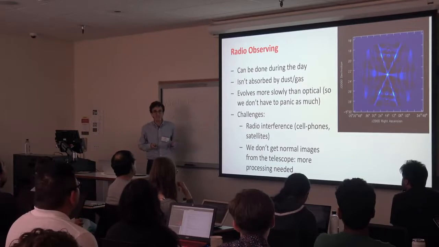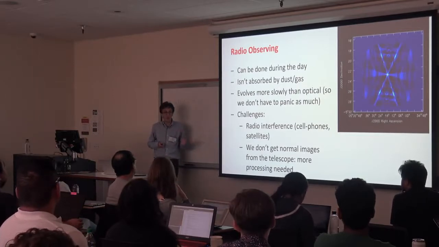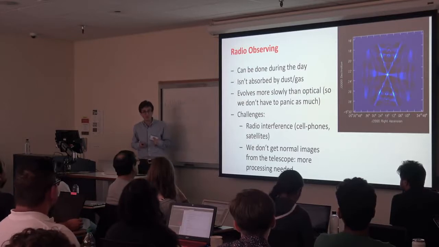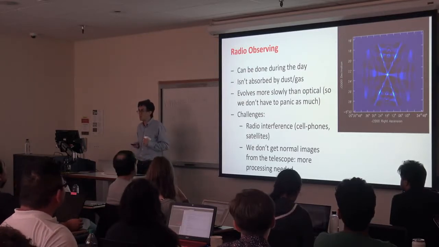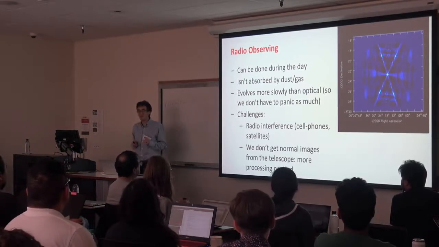Now, this missing information isn't just an issue in radio astronomy. It happens in optical astronomy too. Anybody know what it's called in optical astronomy, the missing information that leads to image artifacts?